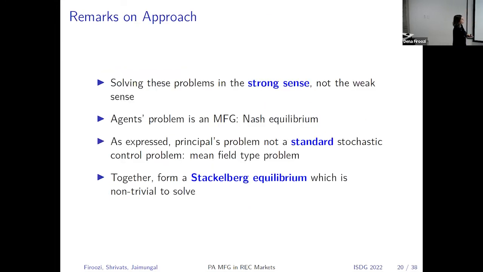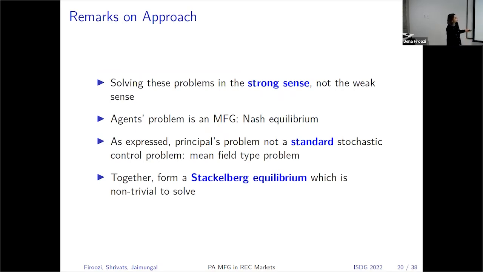Okay, so here is just a summary of what I have presented so far. First, the agents' problem can be solved by an MFG, and we are interested in a Nash equilibrium for the agents' problem. For the principal's problem, it's not a standard stochastic control problem, but with some mathematical manipulations, we can use some standard techniques from stochastic control. And in terms of the relationship, we are interested in a Stackelberg equilibrium between the principal and the agents.